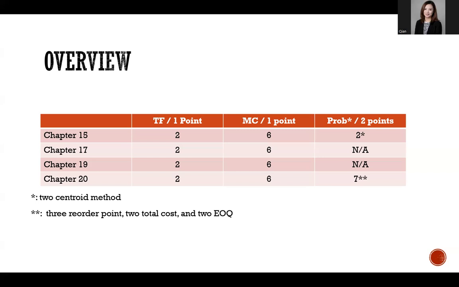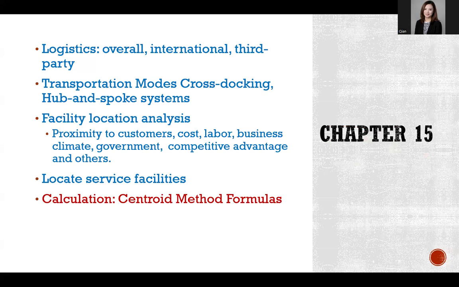So chapter 15, we discuss transportation and logistics. For the first part you need to review, get some overall sense about logistics and figure out what international logistics means, and the third-party companies like UPS and USPS. This is all on the first slide.